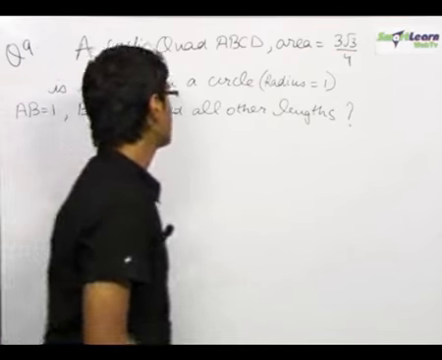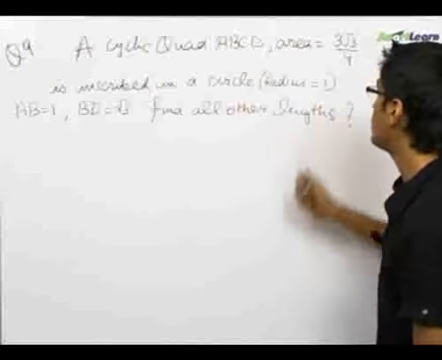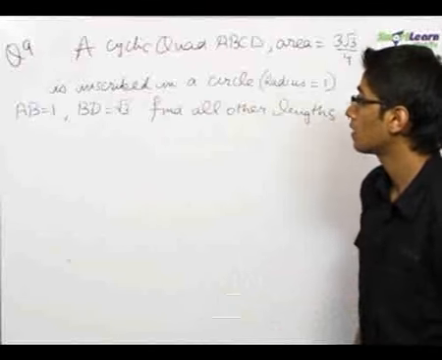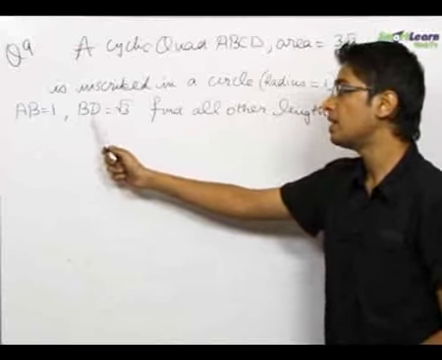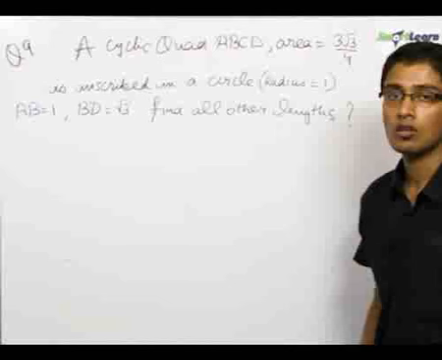In our next question, we are given that a quadrilateral ABCD whose area is given to be 3 root 3 by 4 is inscribed in a circle of radius equals 1. Two of the sides of the quadrilateral are given, AB equals 1 and BD is the diagonal which is given to be root 3. We want to find all other lengths of the quadrilateral.